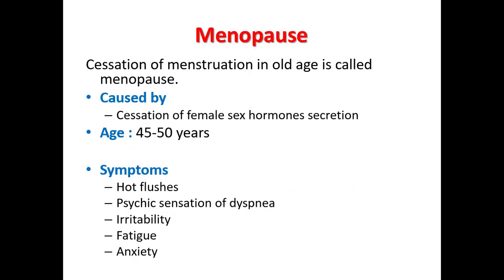Now, some terminology related to these conditions, the menopause and others. What we mean by menopause is the cessation of menstruation in old age, and it is caused by the lack of sex hormones, specifically estrogen. The age is almost 50 years. What are the symptoms of this menopause? They include hot flushes, the psychic sensation of dyspnea, irritability, fatigue, and anxiety and depression in the patient.